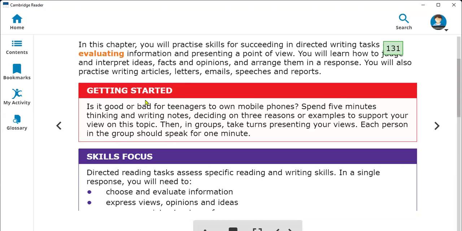So for starting, we may choose some sample questions so that we can focus on it. The sample question here is whether it is good or bad for students to own or use mobile phones. So this is a very debatable topic. Some people may go in favor of this topic and some people will go against the topic. So what do we have to do?